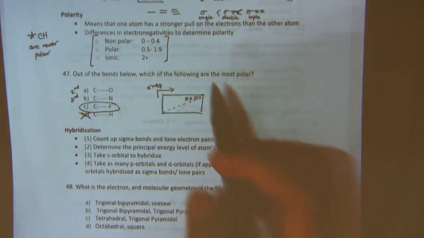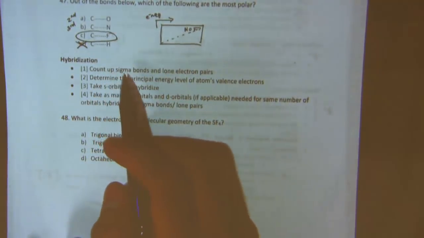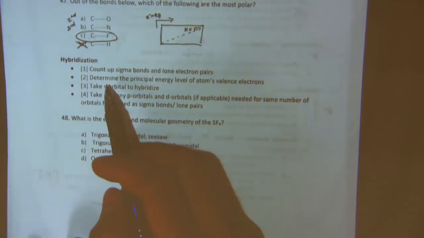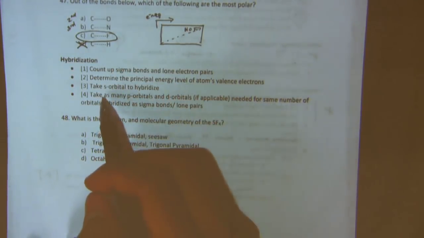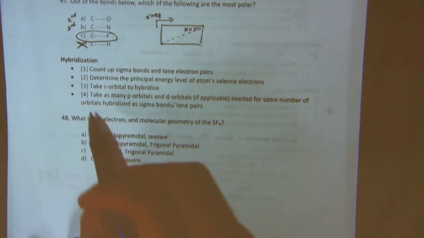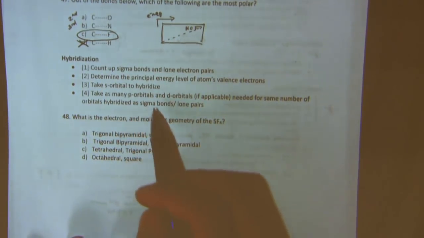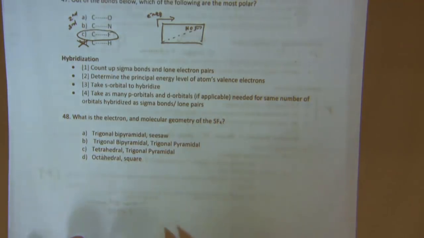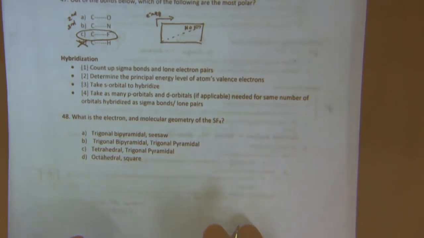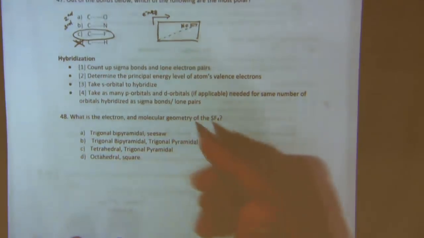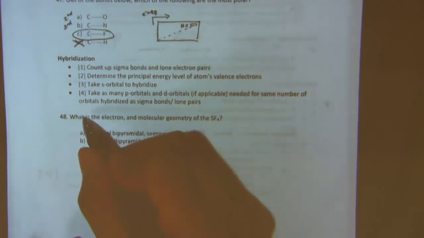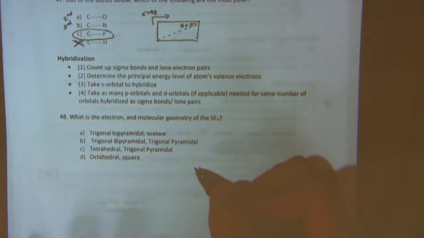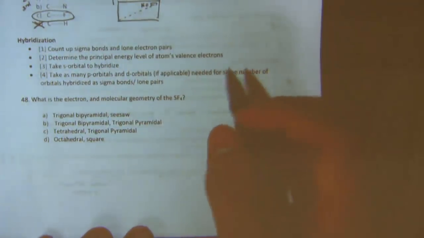Make sense? Cool. So hybridization: we're going to count up the sigma bonds and lone pairs. We're going to determine the principal energy levels of the atom's valence electrons, and we're going to take the s orbital to hybridize, and as many p orbitals and d orbitals, if applicable, as needed for the same number of orbitals hybridized as sigma bonds and lone pairs. So we're going to talk about SF4. What is the electron and molecular geometry of this particular compound?